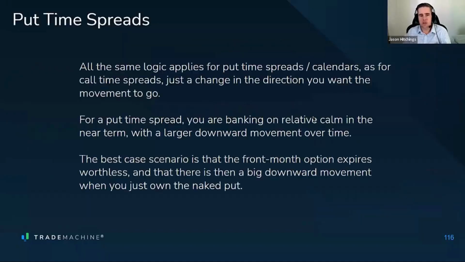So that was a call time spread, but the put time spread calendars are the same. It's just that you want things to move down. And if you're selling the front month put, then you don't want them to move down too fast. Everything else is relatively similar. You want things to be relatively calm in the short term. And after your front month option expires, you want it to move a long ways in your direction.